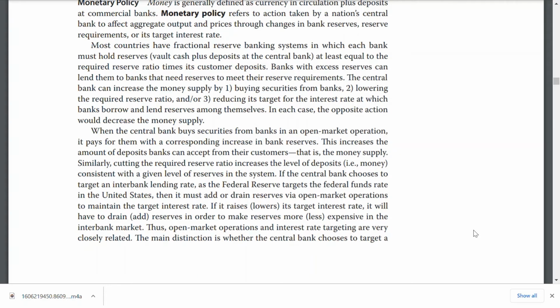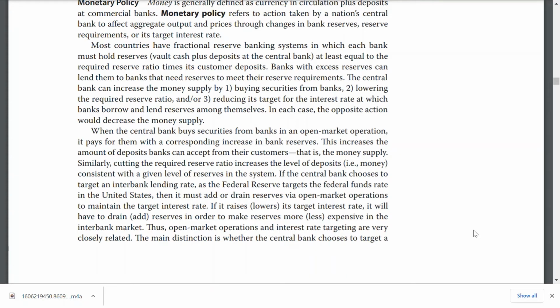If the central bank chooses to target an interbank lending rate, as the Federal Reserve targets the federal funds rate in the United States, then it must add or drain reserves via open market operations to maintain the target interest rate. If it raises or lowers the target interest rate, it will have to drain or add reserves in order to make reserves more or less expensive in the interbank market. Thus, open market operations and interest rate targeting are very closely related.